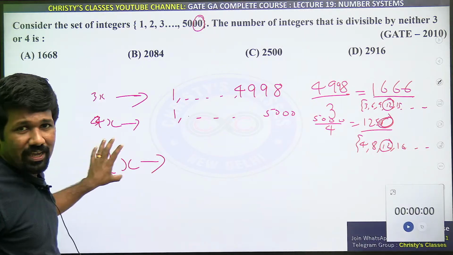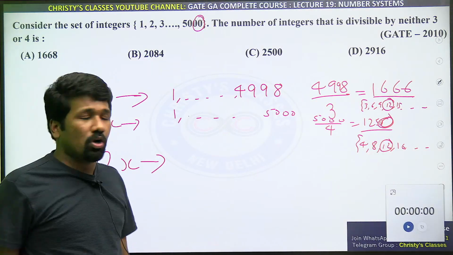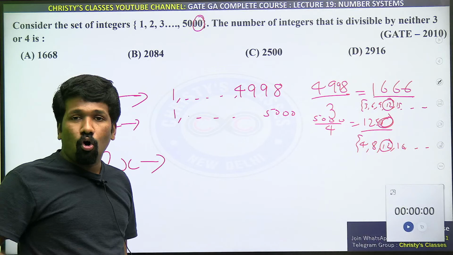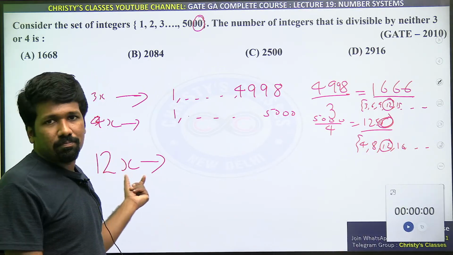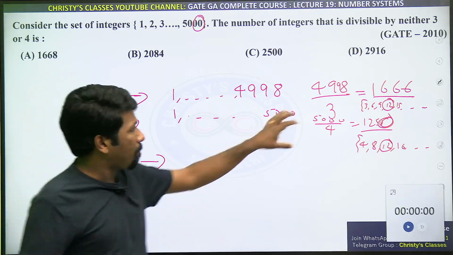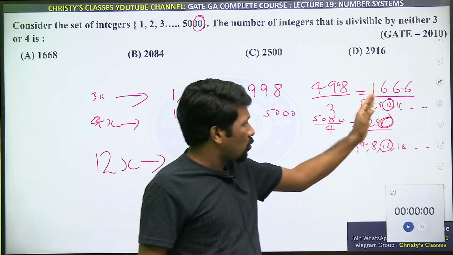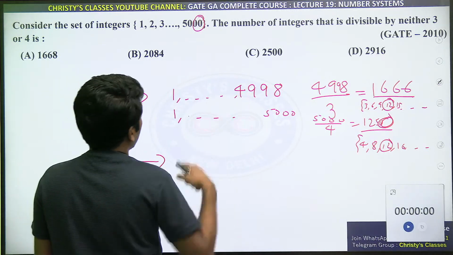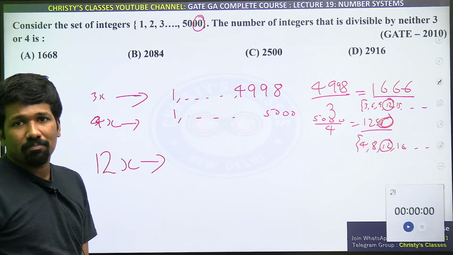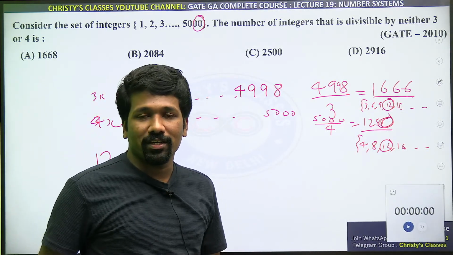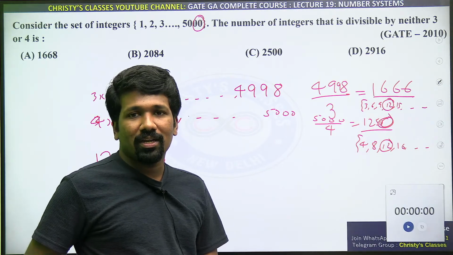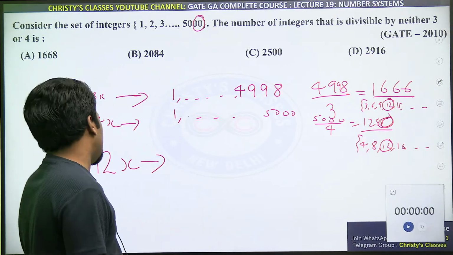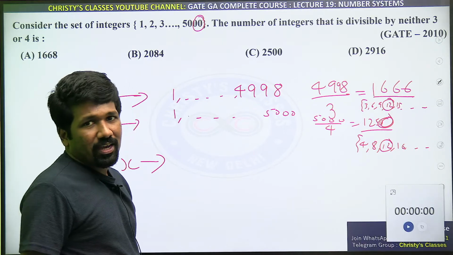ये 12 कहाँ से आया? That is the LCM, least common multiple of 3 and 4. All multiples of that least common multiple will be repeated values like 12, 24, 36, etc. That means ये 5000 numbers में कितना 12 का multiple है, that also you need to find. 12 का multiple कितना है? That 12 का multiple directly find करने के लिए थोड़ा time लगेगा.